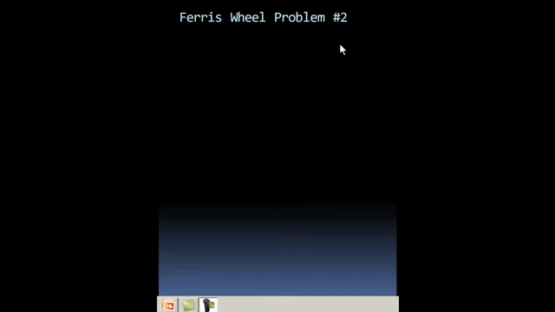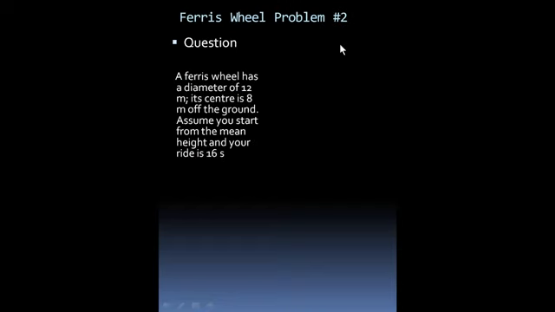Here's a Ferris wheel problem, type 2. Question. A Ferris wheel has a diameter of 12 meters. Its center is 8 meters off the ground. Assume that you start from the mean height of the Ferris wheel and that your ride is 16 seconds.